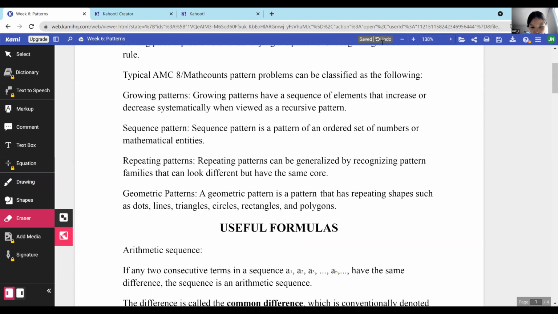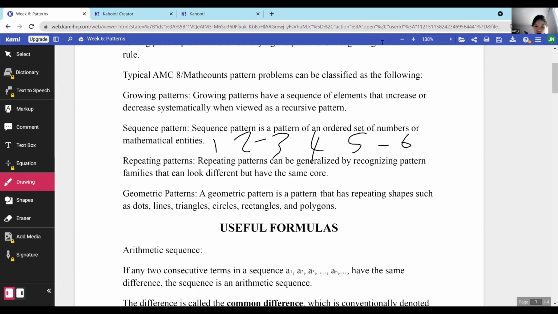Sequence patterns are patterns of an ordered set of numbers or mathematical entities. And you could see them later too. For example, it could be 1, 2, -3, 4, 5, -6, where the absolute value of those numbers increases just like counting normally, but then every third number is negative.